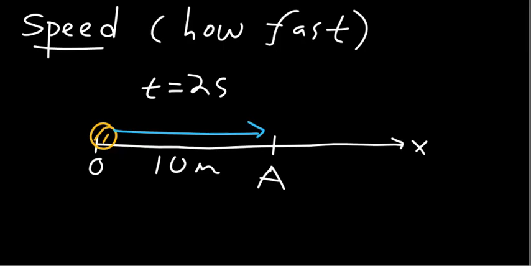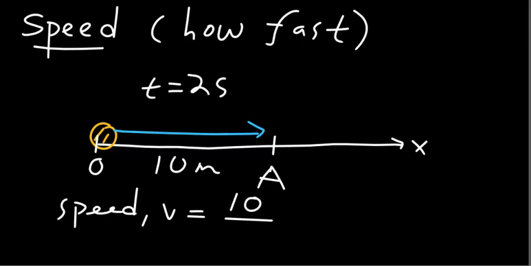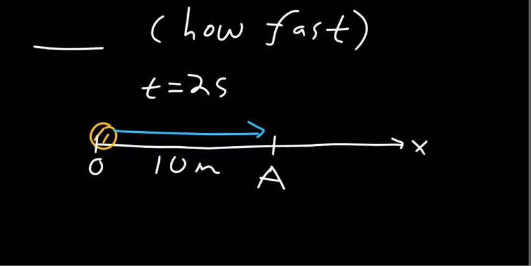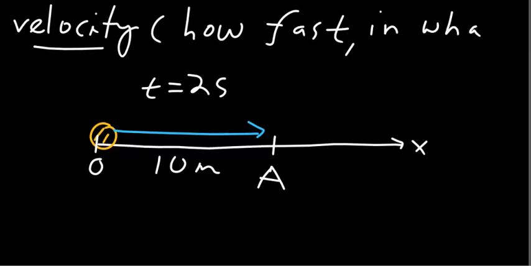Then we say speed of this object is quite simply the distance it covers over the time it takes to cover that distance. So 5 meters per second. So this is how fast the object moves. Note, in describing the speed, we do not care about direction of motion. That information is contained in velocity. Velocity addresses how fast an object is moving and in what direction.